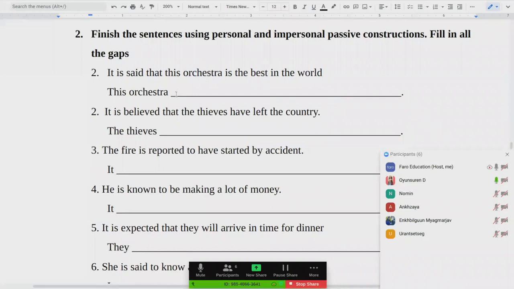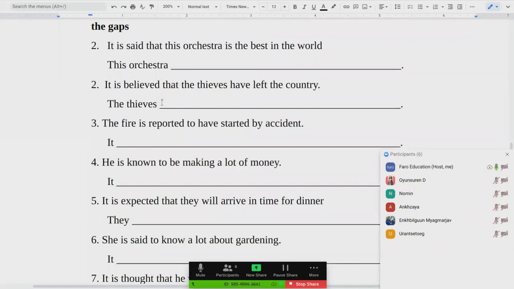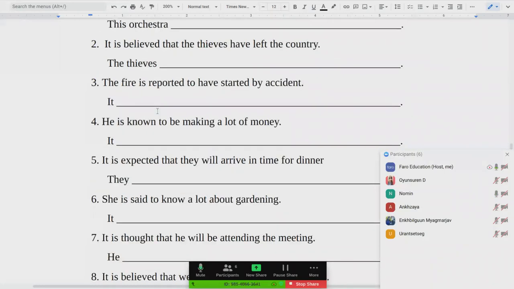It is said that this orchestra is the best in the world. This orchestra is said to be the best in the world. Super. 2. The thieves are believed to have left the country. Super, good.